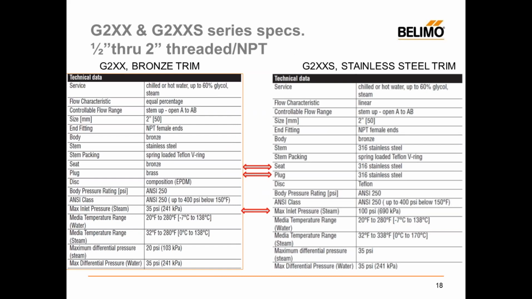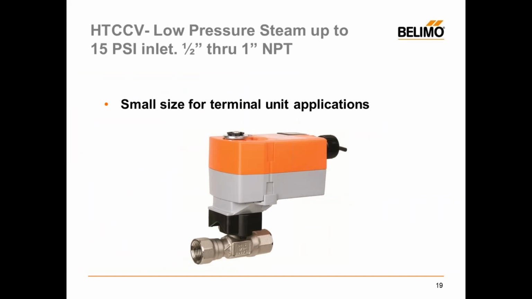This is the threaded product, the globe valves, the threaded product, and it's the same thing. We got the stainless steel. I have up on the top there G2XX, then G2XSS for stainless steel, broken out left and right. The bronze trim is for the lower pressure product up to 35 psi, whereas the stainless steel trim, we can go up to 100 psi. Great little product, 1/2 inch through 1 inch for small units.